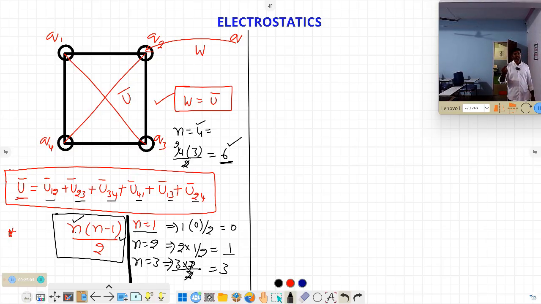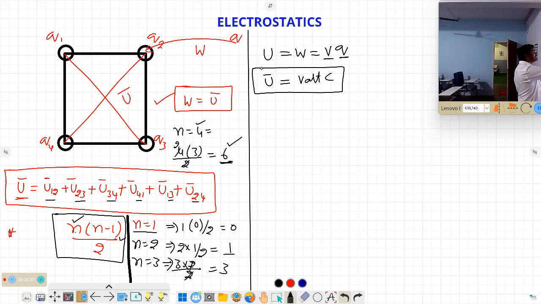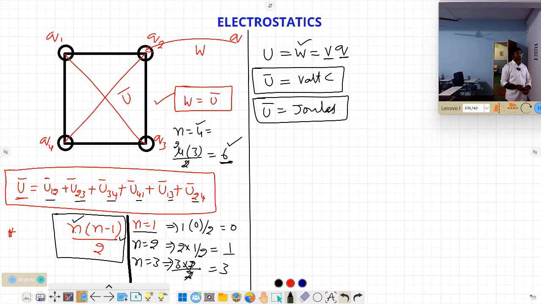Now we'll discuss how the energy of the system is measured. Energy of a system is nothing but work done. This work done is nothing but potential into charge, as we learned in previous classes. Potential is measured in volts, and charge is measured in coulombs. So energy can be measured in volt into coulomb as one unit, and work done has another unit, joules. These are the two units we can use. So energy can be measured in volt coulomb or joules.